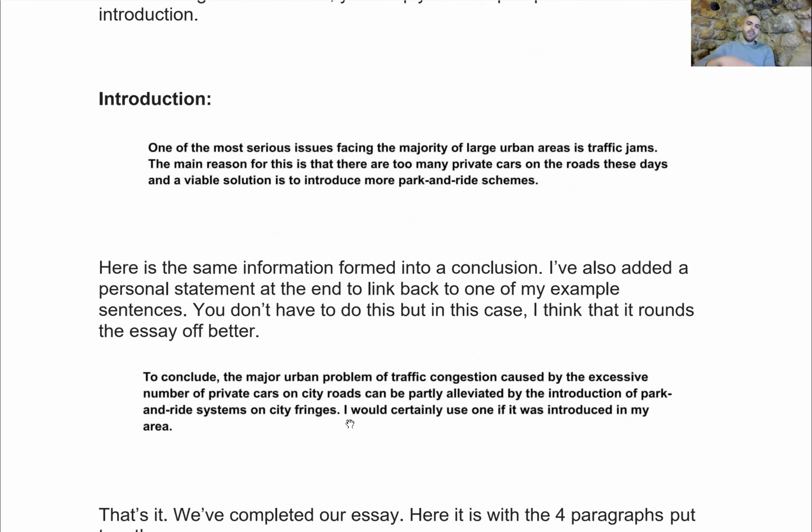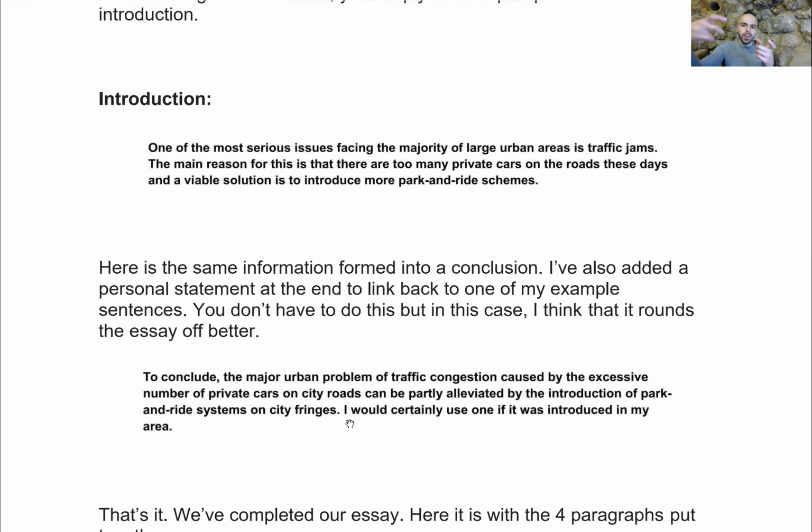Okay, I'm just showing you this sentence. By the way, I'm not short of words, but I'm just showing you an example of what a recommendation sentence is, what a suggestion sentence is. So if you feel like you are short of a couple of words, you can just add this specific sentence, okay? But don't add new ideas. So that's it. We've completed our essay.